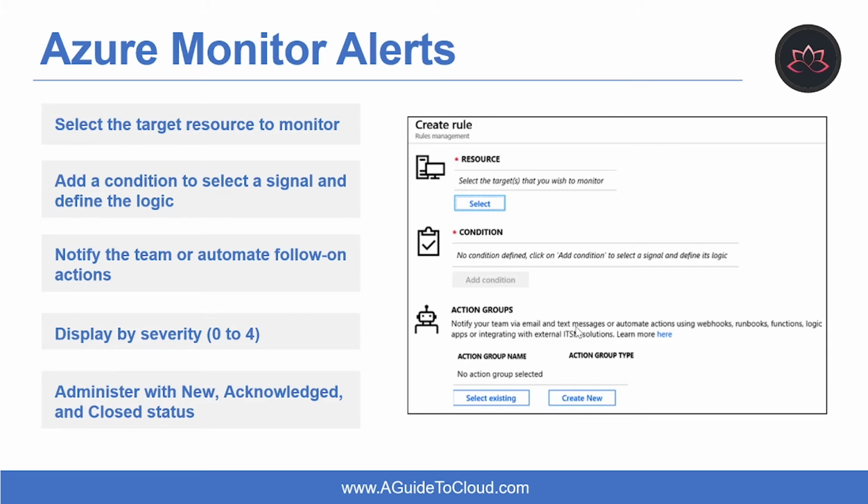This is an example which shows the key attributes of an alert rule. We have the target resource, which defines the scope and signals available for alerting. Then we have signals, which are emitted by the target resource. We have criteria, which is a combination of signal and logic applied on a target resource. And we can have actions as well, a specified action taken when an alert is fired.